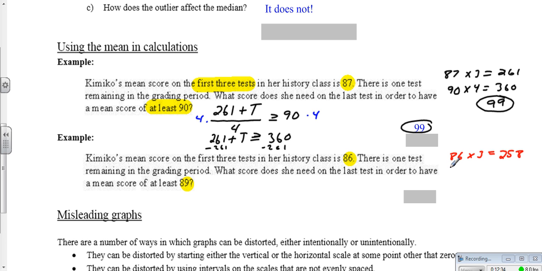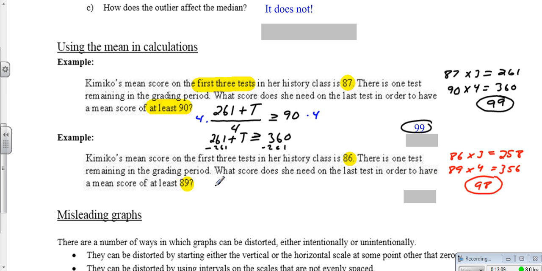Now, she wants to average 89 after 4 tests. So again, she wants to add up all the tests, divide by 4 to get her 89. So I'm going to go backwards and take 89 times 4. And that means all 4 tests must add up to 356. And if I subtract those two, 356 minus 258, we get a 98. And again, that must be what she scores, or better, in order to average an 89.